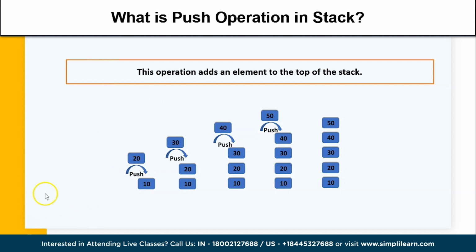So if you look at this example that I've taken here, we have a single element 10 and then I'm pushing another element 20. So the stack becomes 10 and 20. And similarly, we are pushing each element until we insert a total of 5 elements, up to 50. Now, once we insert all these elements, the topmost element is called the top of the stack element.